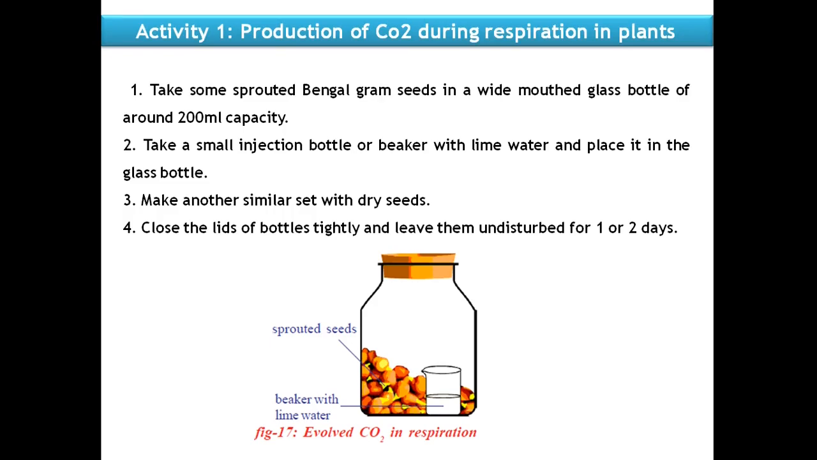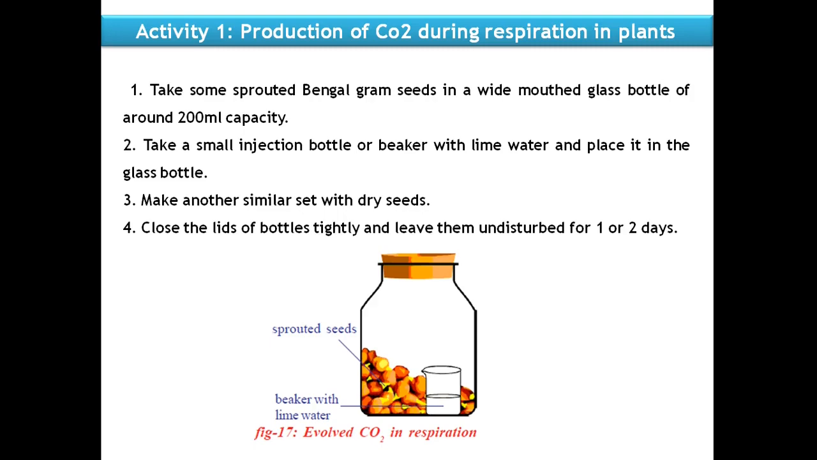To know more about respiration in plants, let us perform two activities. Activity 1, production of carbon dioxide during respiration of plants. Take some sprouted Bengal gram seeds or any other seeds in a wide mouthed glass bottle of around 200 ml capacity. Take a small injection bottle or a small beaker.